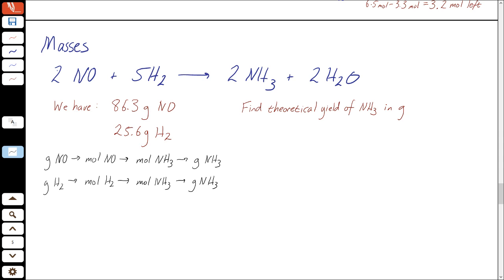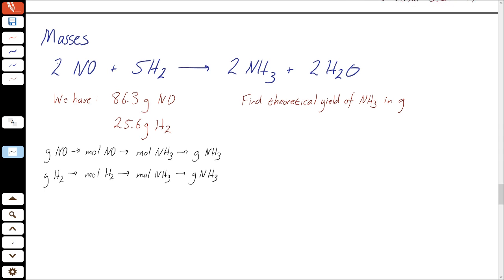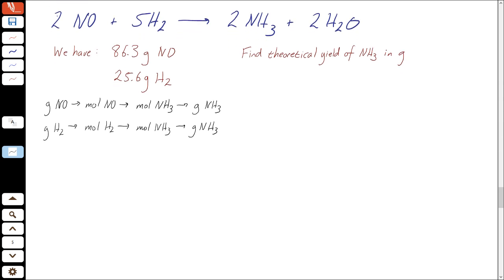All right, so we're going to have a 4-term conversion thing here, and we should get grams at the end. And then we're going to make our decisions based on limiting reactant in the same way that we did before. So here's how that would look. I'll do one, and then you can do the other one.